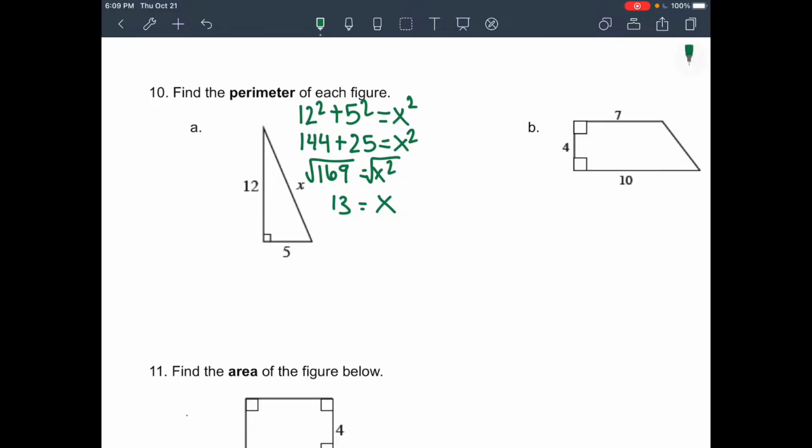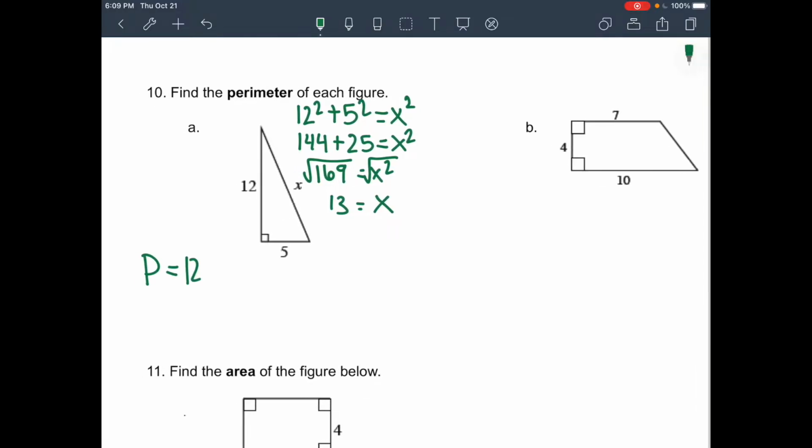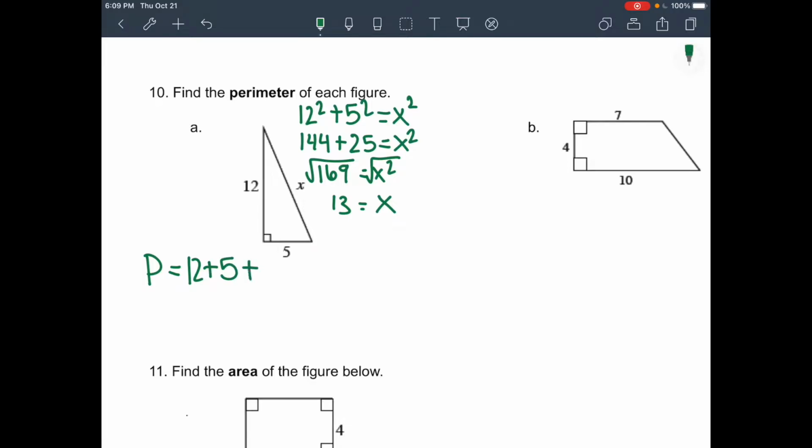Remember, we're not done because we're doing perimeter. So we're going to add 12, 5, and 13. So 12 plus 5 plus 13 is 30. And I'm going to write just 30 units because there are no units.